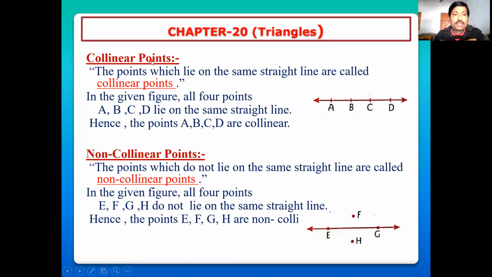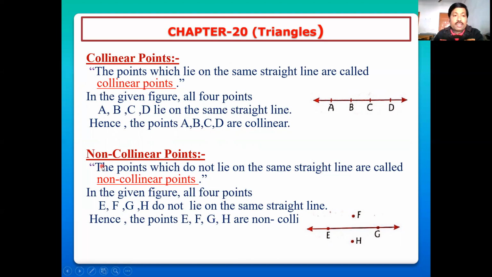Now, see the first point, collinear points. The points which lie on the same straight line are called collinear points. In the given figure, all 4 points A, B, C, D lie on the same straight line. So, A, B, C, D are collinear points. Okay? The points which lie on the same straight line are called collinear points.